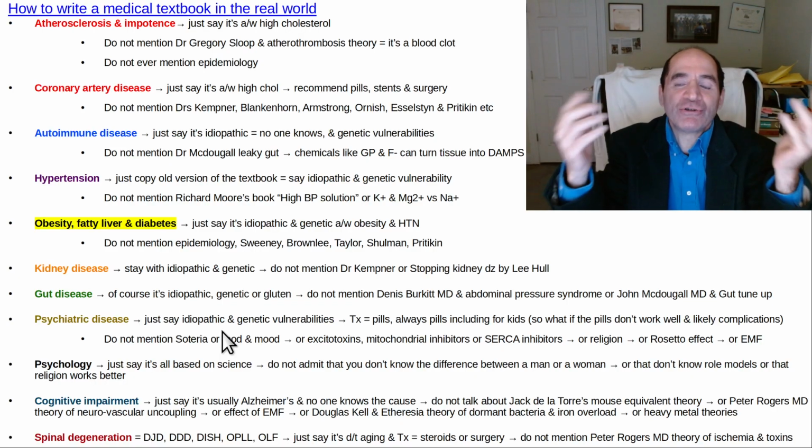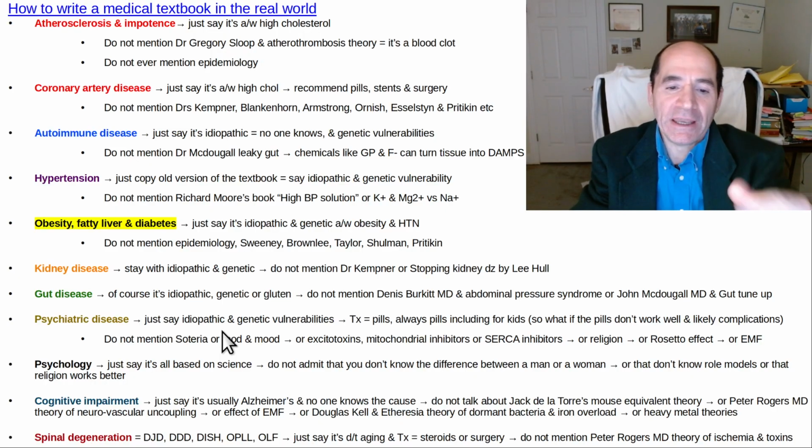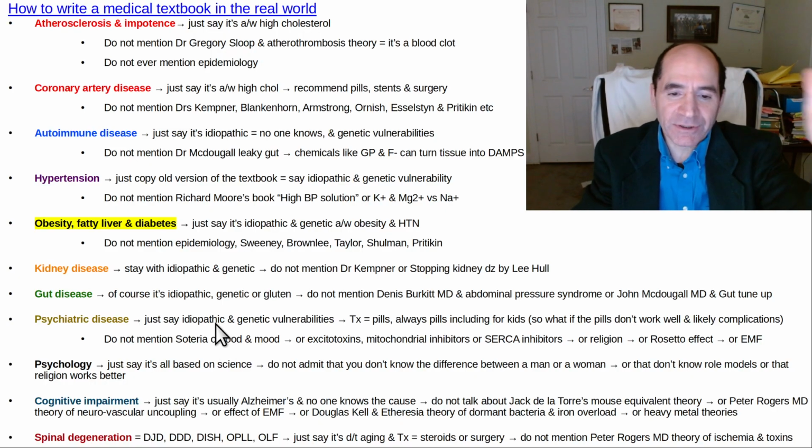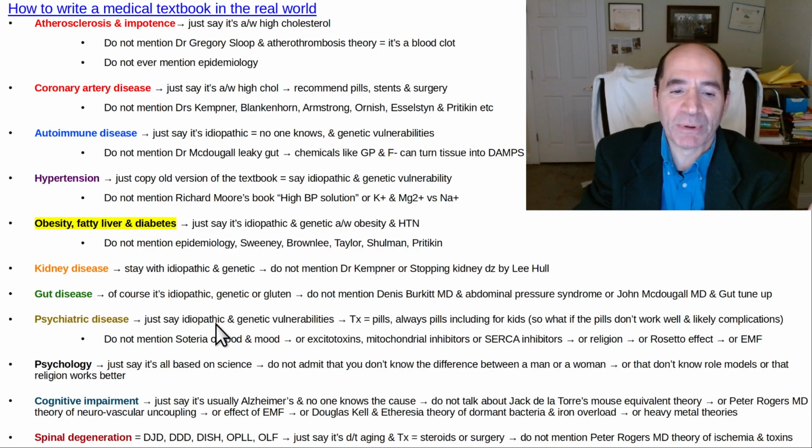That's what I mean. It's a joke. Any idiot could just write every single disease is idiopathic. When it's idiopathic, doctor's an idiot, the patient's pathetic. Unknown cause. Genetic vulnerabilities. Therefore, no one knows, you've got to take our pill. It's always the same bullshit, okay?